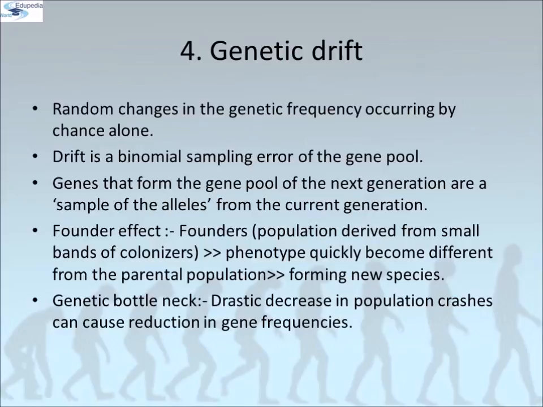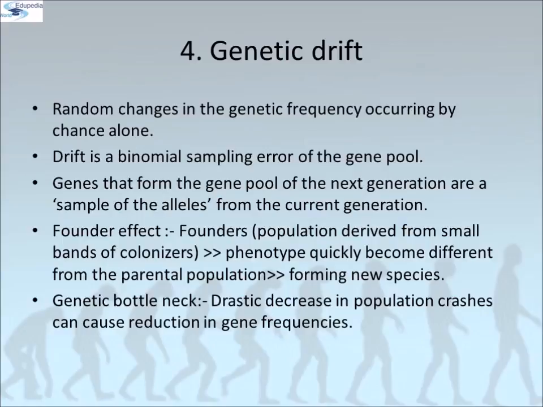In a small population, a chance event may increase the frequency of a character that has little adaptive value. Genetic drift can cause significant changes in the gene frequencies or allele frequencies in a population derived from small bands of colonizers, called founders, in a new habitat. Often their phenotypes quickly become different from the parental populations, sometimes forming a new species. Such an effect is called founder effect.